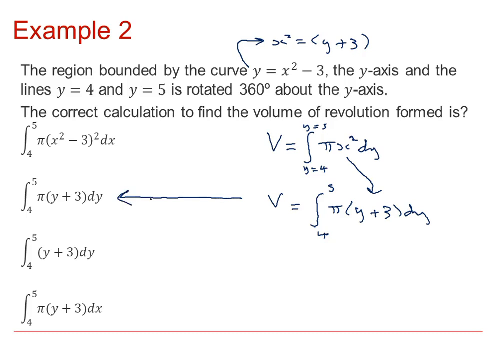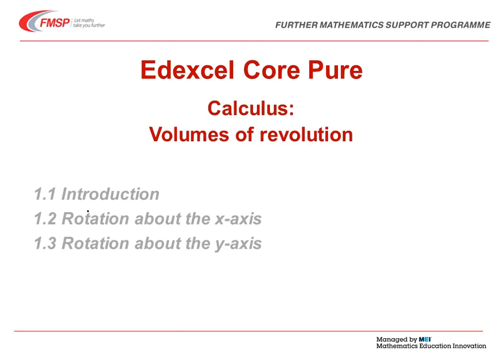If we look at the mistakes that have been made in the first one, it looks as though instead of x squared, they've used y squared. So that's the wrong formula. In the third one, it looks okay initially, but on closer inspection you can see they've missed out the pi from the formula. And the last one again looks okay, but on closer inspection you can see they've got the wrong variable. It should have been dy. So the correct one was the second one. And that brings us to the end of volumes of revolution.